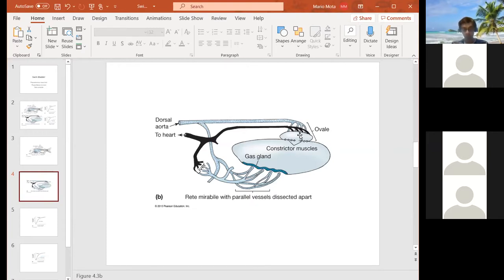The other way is to have a diaphragm. So imagine that you still have the gas gland, and this part right here is the same, right? And then here is closed. Actually, let me see if I can draw this. So basically there's a muscle in between.